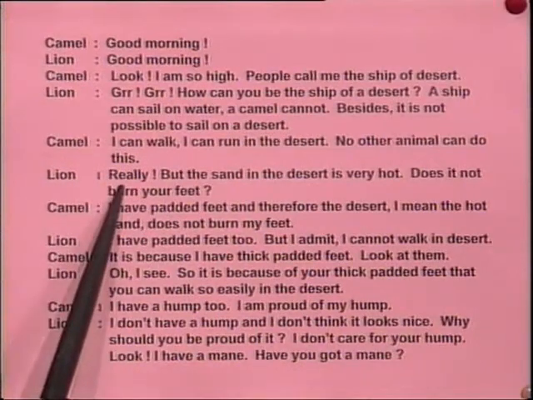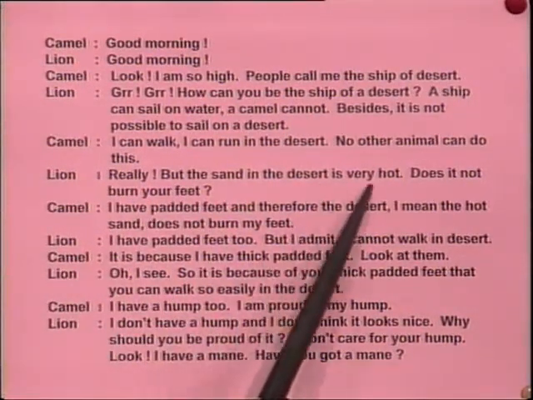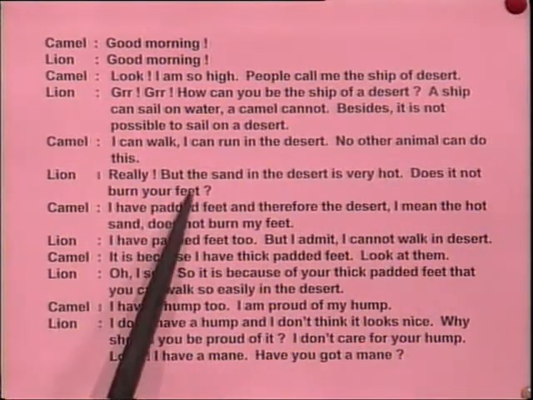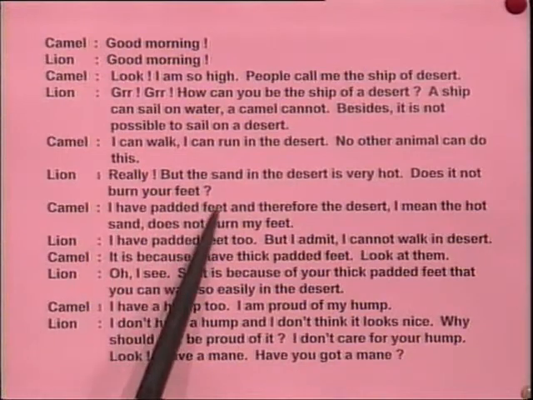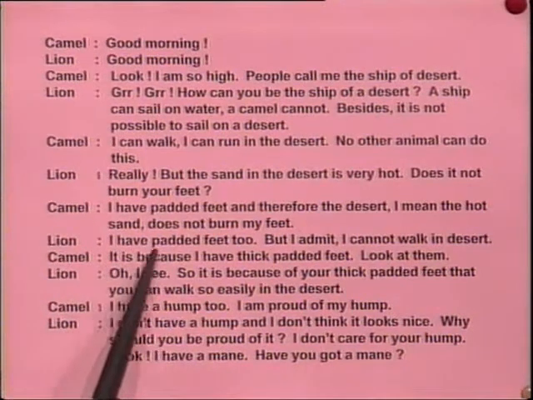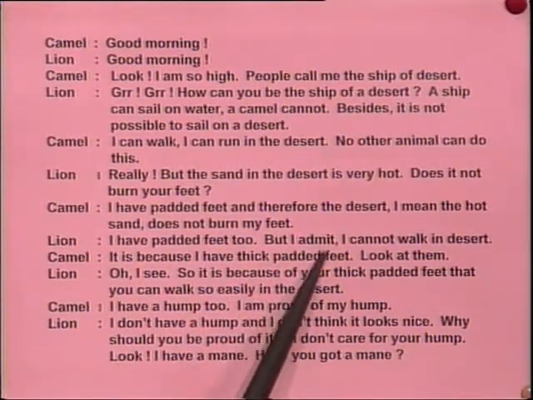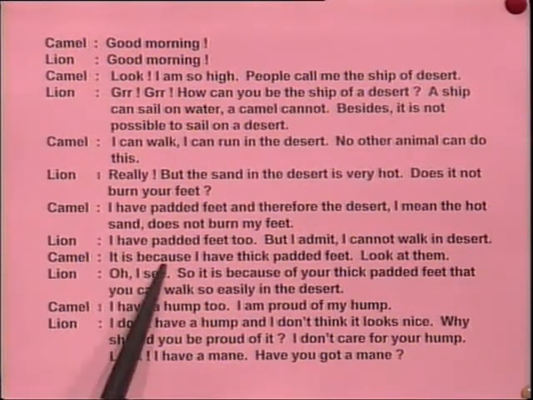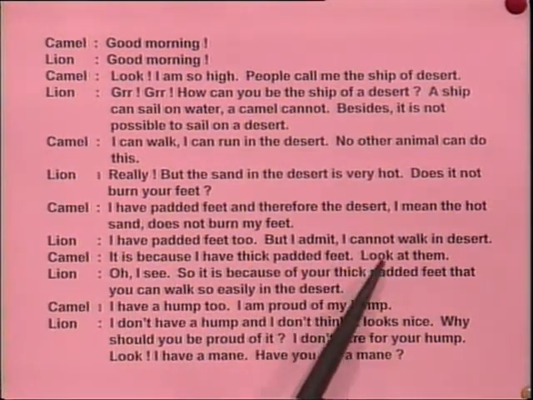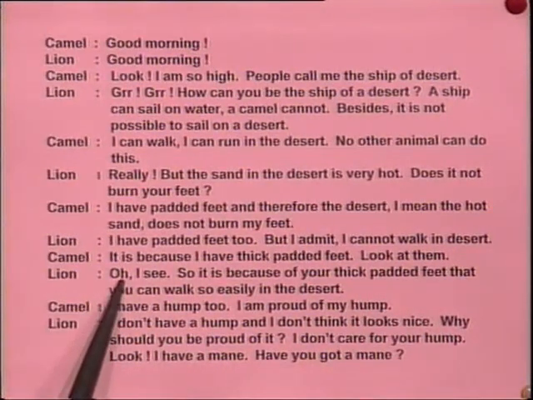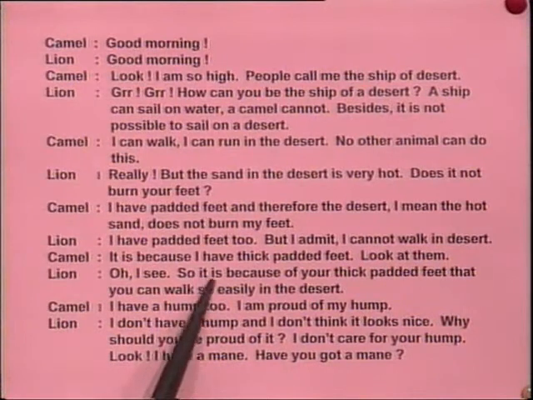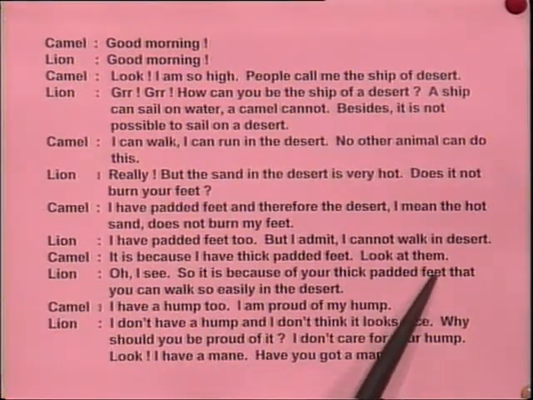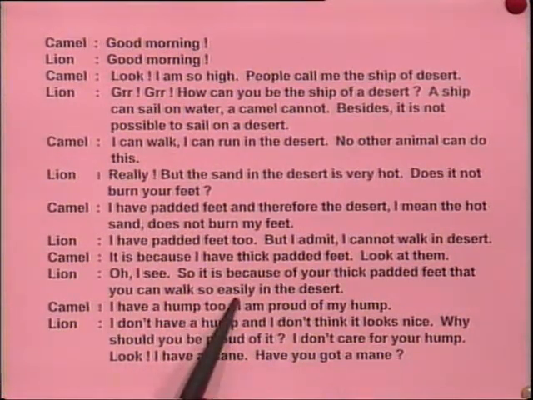Lion. Really? But the sand in the desert is very hot. Does it not burn your feet? Camel. I have padded feet and therefore the desert, I mean the hot sand, does not burn my feet. Lion. I have padded feet too. But I admit, I cannot walk in desert. Camel. It is because I have thick padded feet. Look at them. Lion. Oh, I see. So it is because of your thick padded feet that you can walk so easily in the desert.